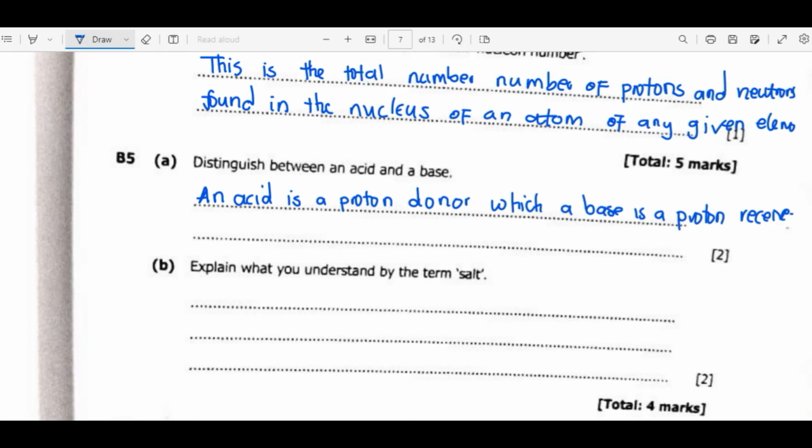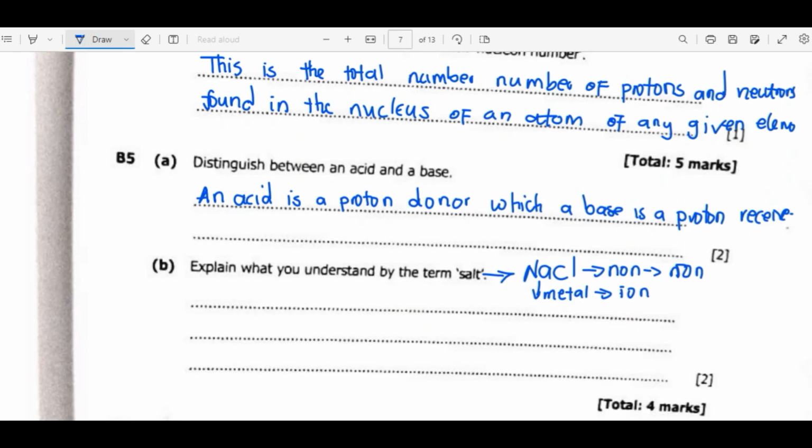Then for the last question B, explain what you understand by the term salt. So let's first begin by giving an example. An example of salt, common salt, is sodium chloride. Then sodium is a metal. A metal forms a positive ion. Then chlorine is a nonmetal. A nonmetal forms a negative ion. So the first thing that we've seen here, any salt must have a positive ion and a negative ion. So a salt is an ionic compound. That is our first step.